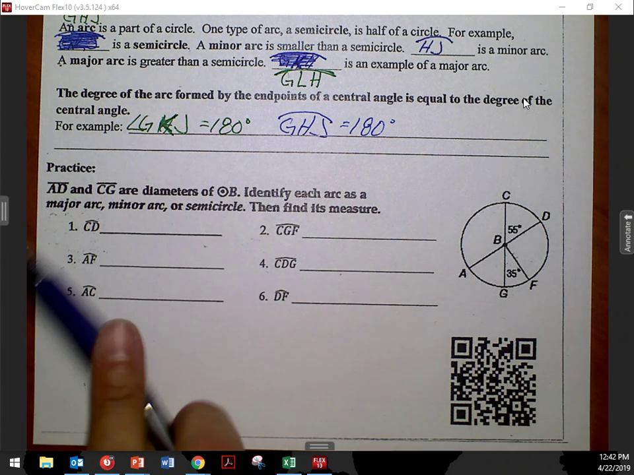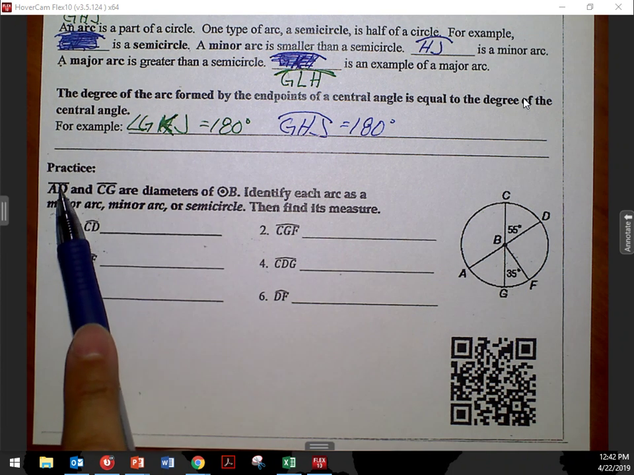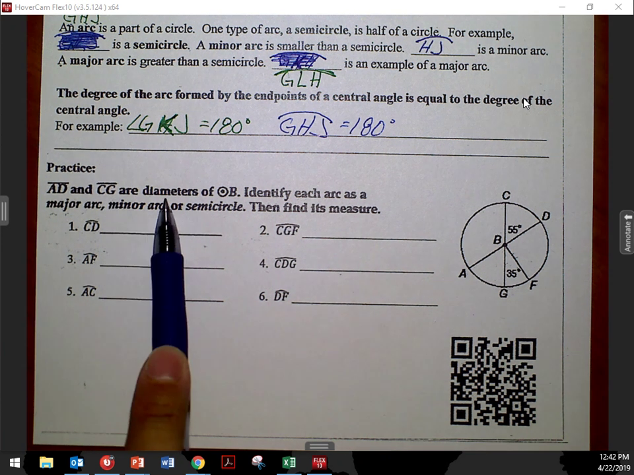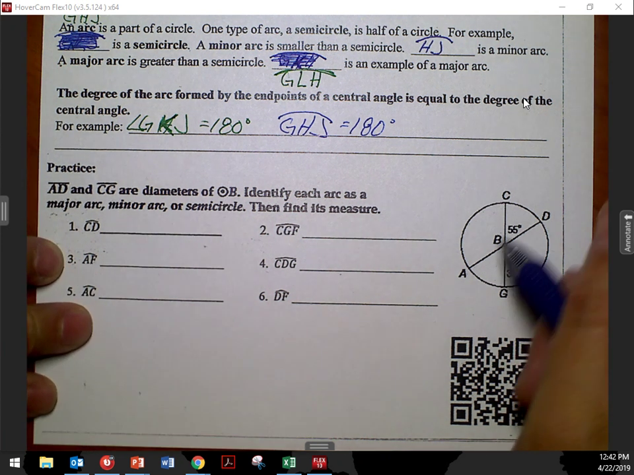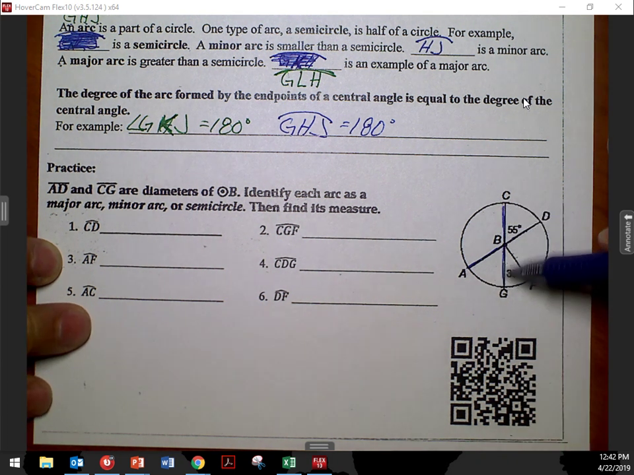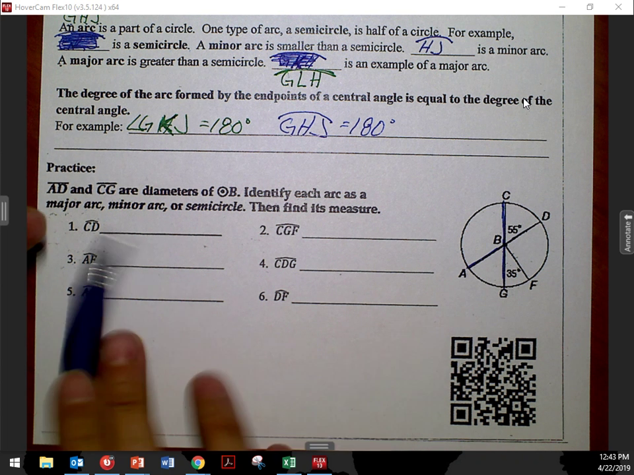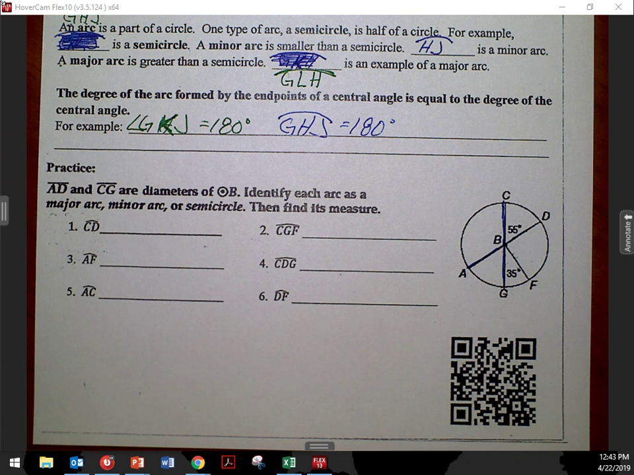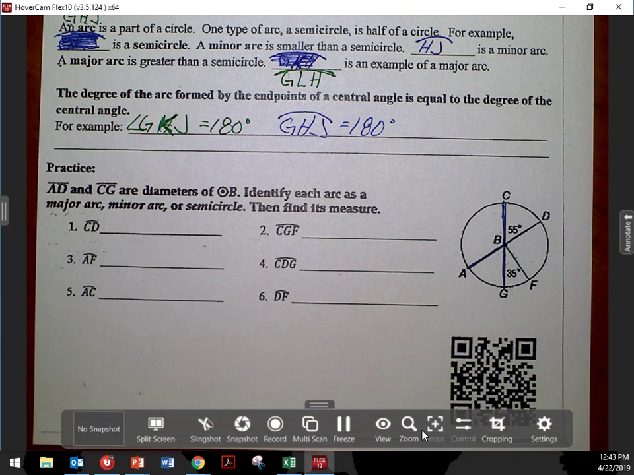All right, so a diameter. What is the diameter? Does it go all the way across, and does it go through the center? Okay, good. It says AD and GC are diameters of circle B. Okay, what is arc CD? 55. Let me repeat that. 55. I'm sorry, I can't hear you. I need you to repeat it. 55.